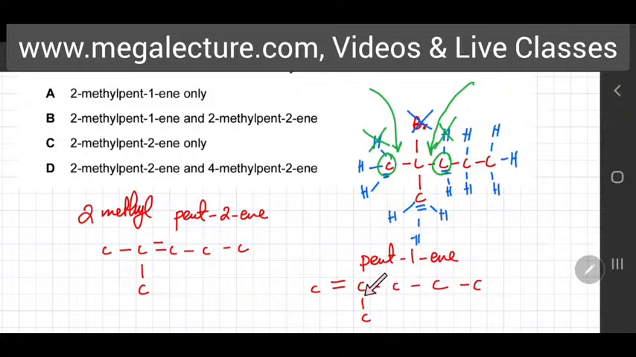And there's a methyl group on the second one. The double bond is on the first one, the methyl is on the second one, so that's 2-methyl. So you're getting 2-methylpent-1-ene and 2-methylpent-2-ene. So the correct answer would be B. I think it's 2-methylpent-1-ene and 2-methylpent-2-ene. So B is the correct answer to this question.